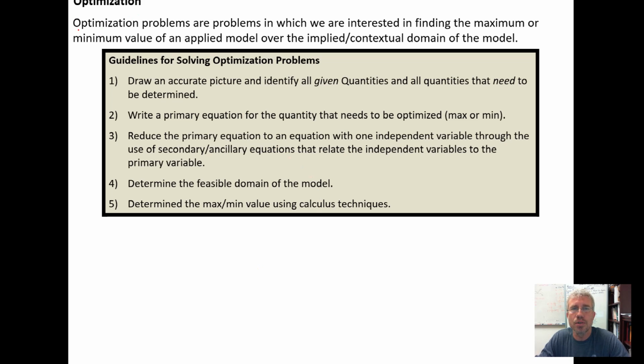So an optimization problem is simply a problem in which we are interested in finding either the maximum or minimum value of an applied model over a contextual domain for the model. So here's how this plays into what we've already done. So in previous homework assignment, we did the extreme value theorem.